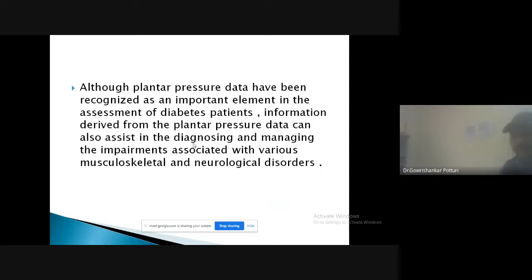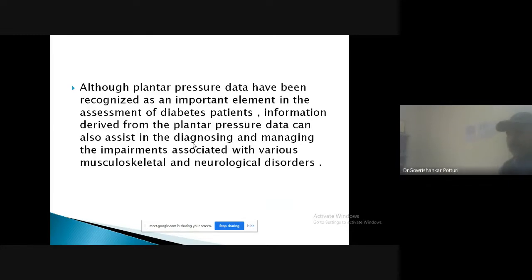Although plantar pressure data have been recognized as an important element in the assessment of diabetes patients, information derived from plantar pressure data can also assist in diagnosing and managing the impairments associated with various musculoskeletal and neurological disorders. As I told you, podia scan is commonly done in diabetic patients.